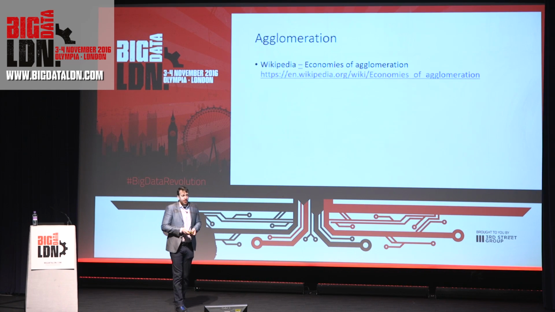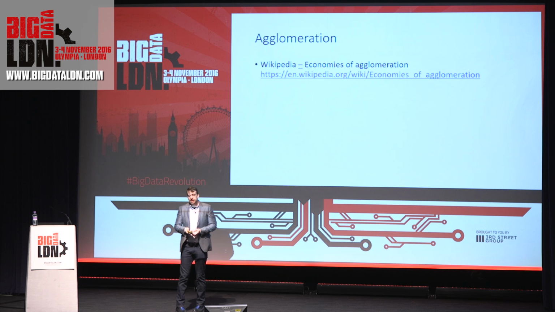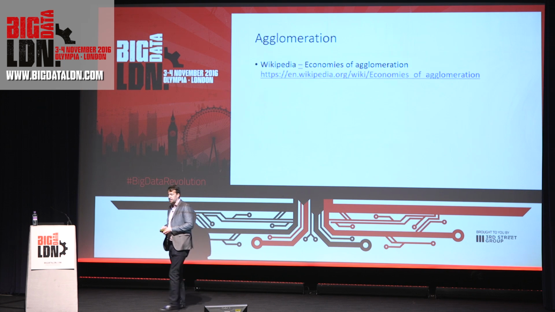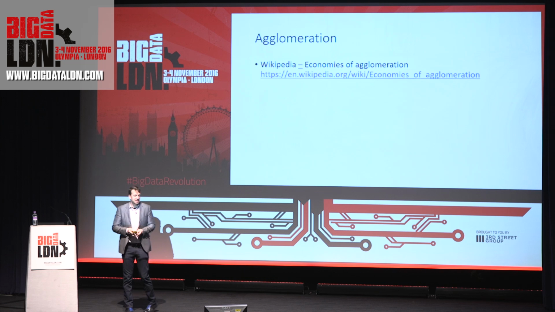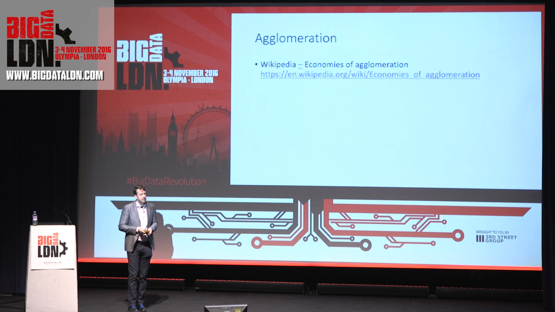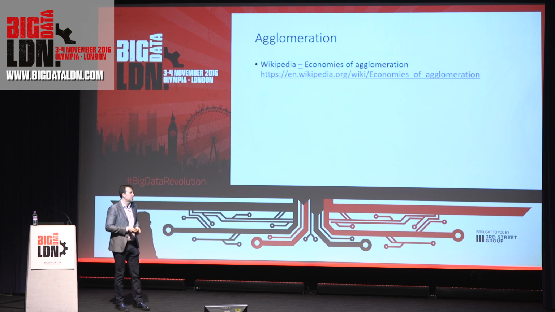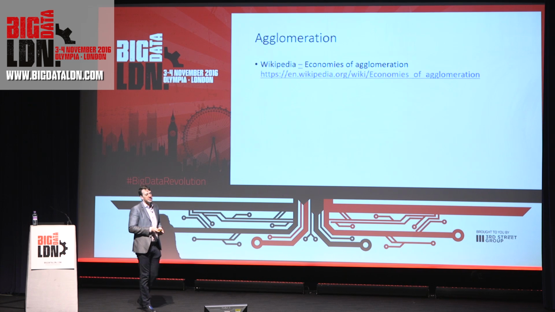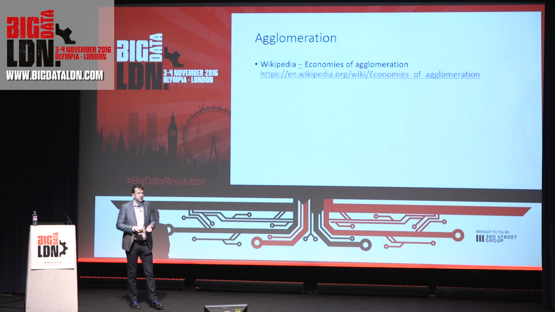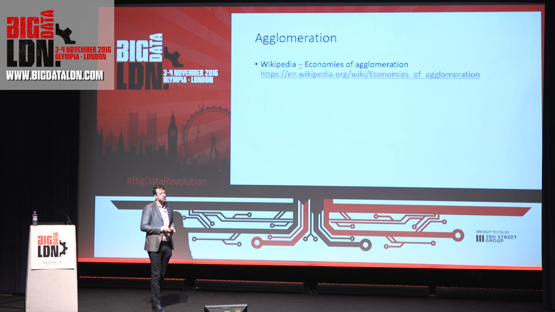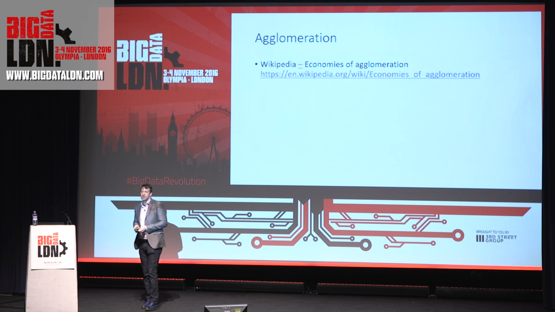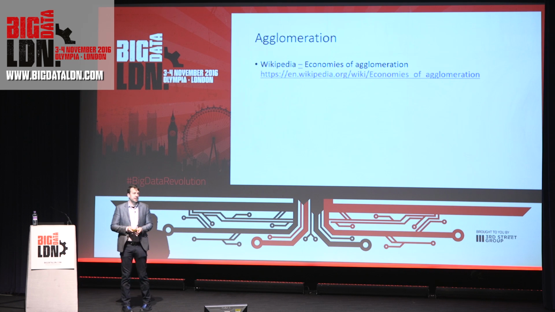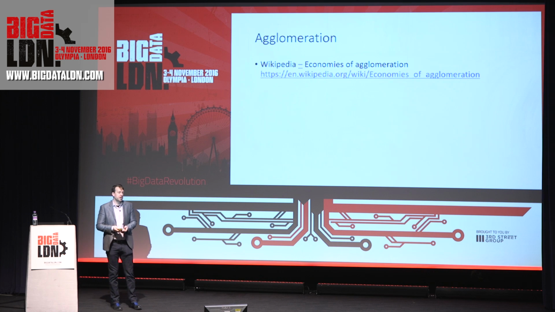Agglomeration is an oddly matched term to meet up with data gravity. Agglomeration's used in several different fields and industries. The one I have listed here from Wikipedia is economies of agglomeration. And this has to do with economies of scale and how agglomerative effects work with economics.